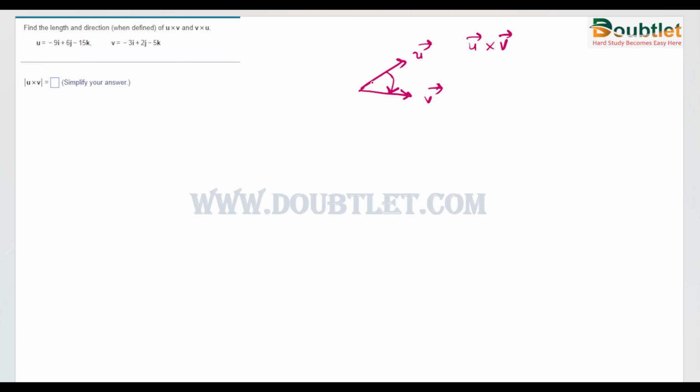If we point our fingers in the u direction, and turn the fingers toward the v direction, then our thumb will be in the upward direction. So this is the normal vector, and this is called the u cross v vector.